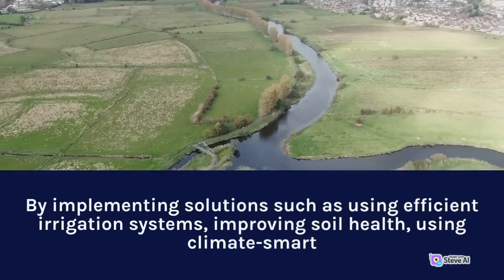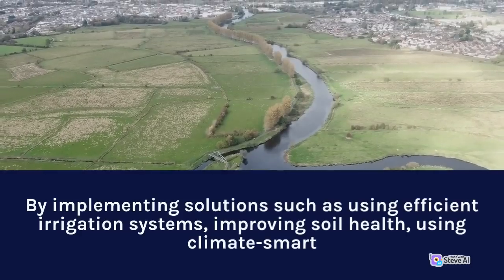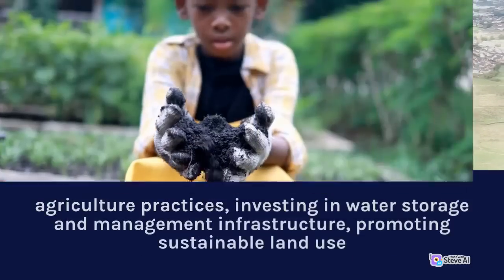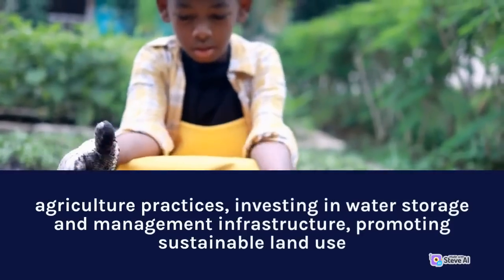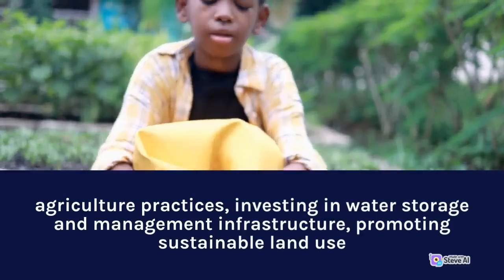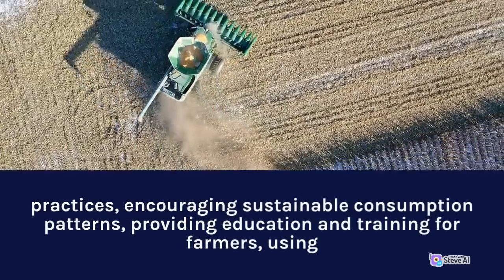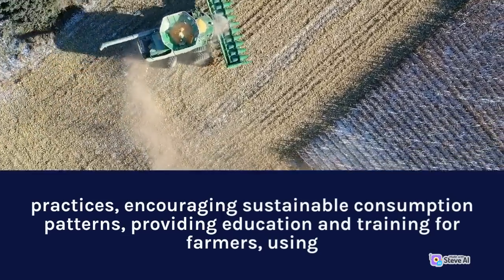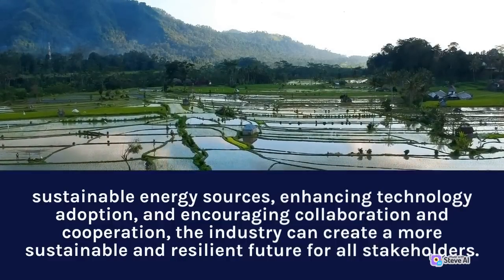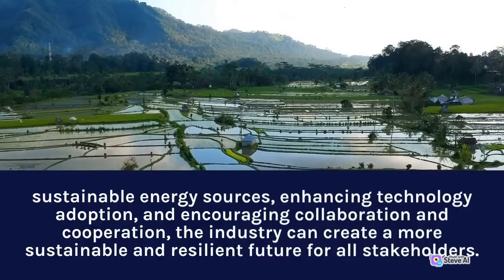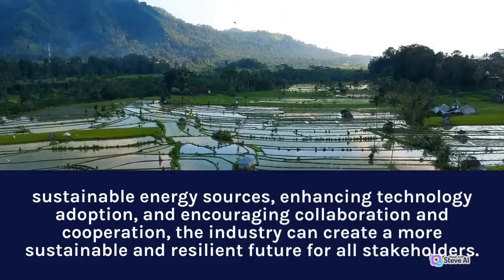By implementing solutions such as using efficient irrigation systems, improving soil health, using climate-smart agriculture practices, investing in water storage and management infrastructure, promoting sustainable land use practices, encouraging sustainable consumption patterns, providing education and training for farmers, using sustainable energy sources, enhancing technology adoption, and encouraging collaboration and cooperation, the industry can create a more sustainable and resilient future for all stakeholders.